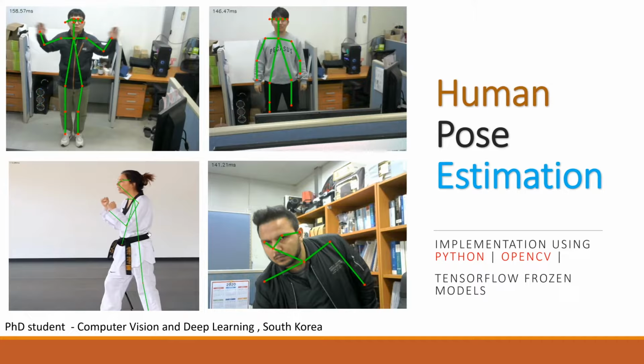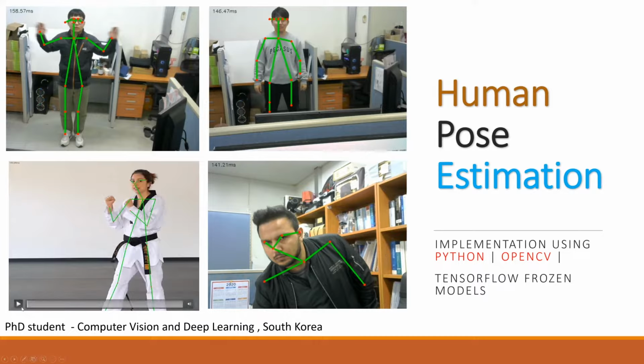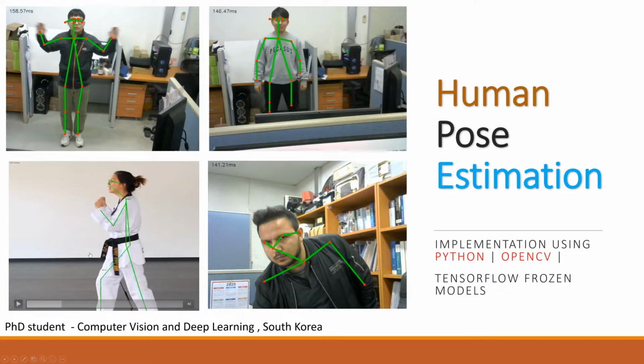At the end of this video, we will show you how we can deploy our algorithm on pre-stored videos like this. It's a YouTube video. In this case, you can see that the algorithm successfully estimates the poses, right?